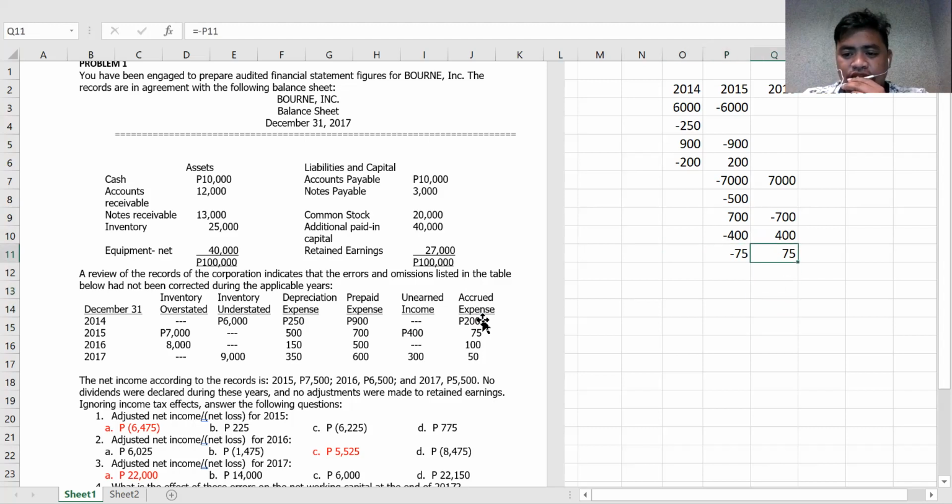So let's have the 2016 errors. For 2016, inventory is still overstated by 8,000. So it has an effect on 2017, no? It is counterbalancing. And depreciation is understated by 150. This is non-counterbalancing. Same again, your prepaid insurance is understated. So the expense is overstated.